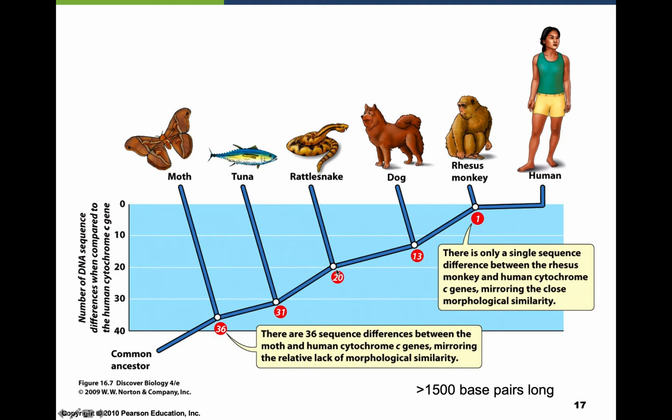You kind of get the picture, right? But out here, clear to moths. This gene is 1,500 base pairs long, and there's only 36 differences between the moth and humans and rhesus monkeys, which is pretty interesting to think about.